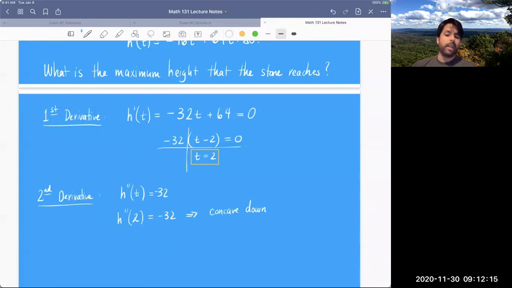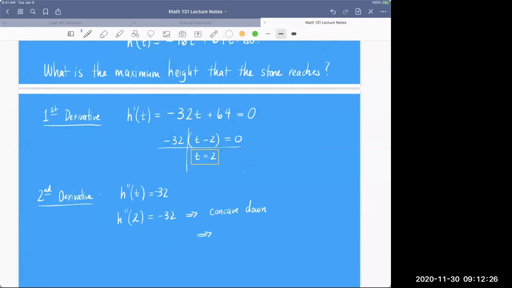And we should have known that from the beginning because it's a parabola that opens downward. It's concave down, so this indicates that what? Concave down means there's a local max, right? A local max.